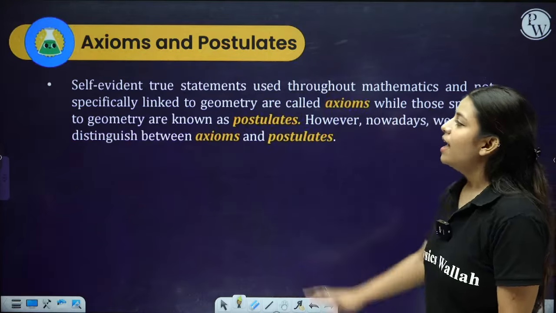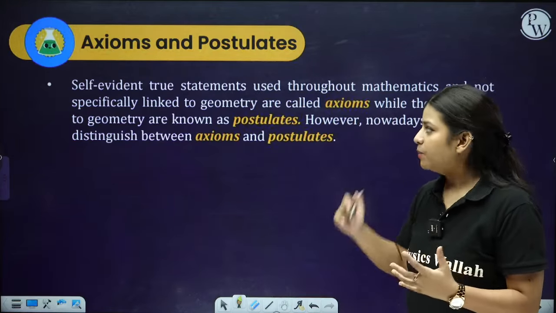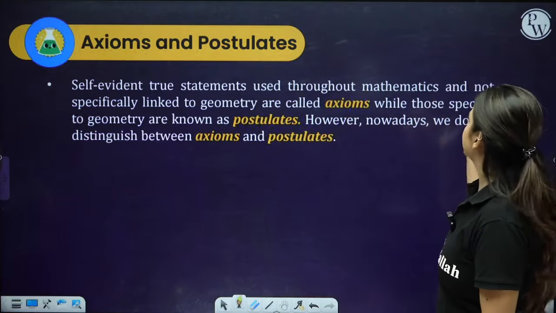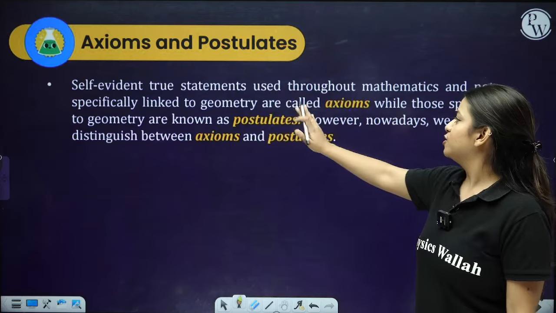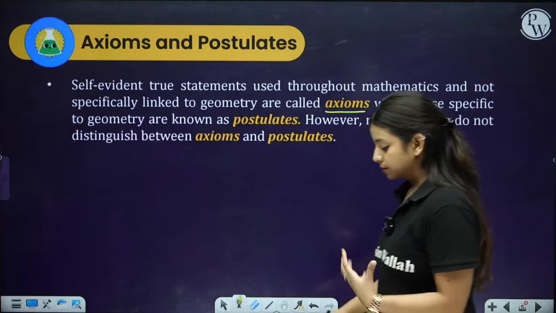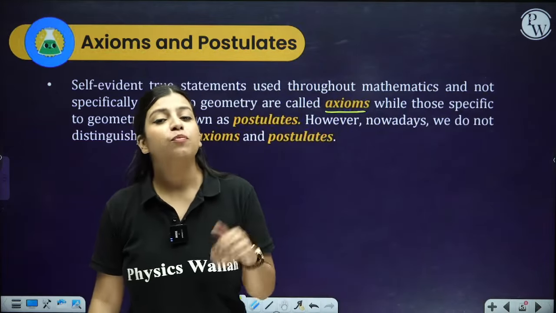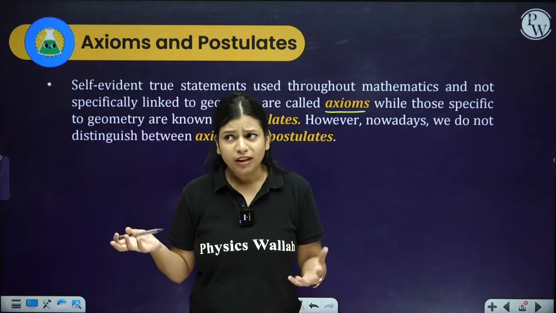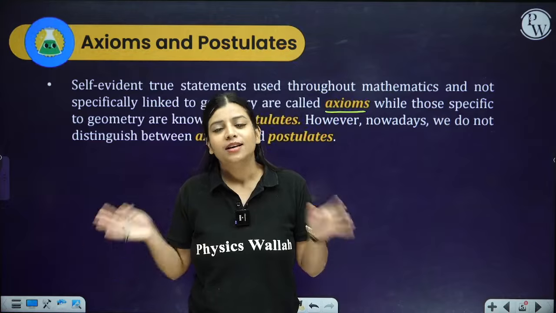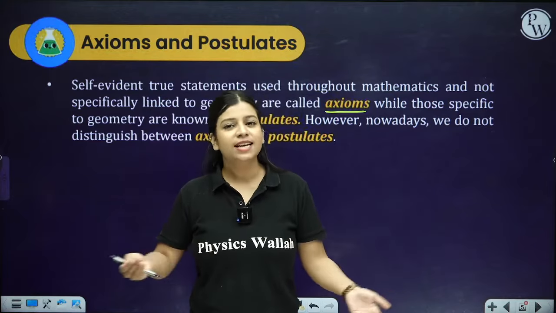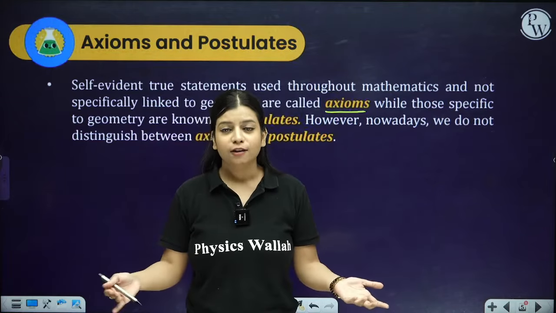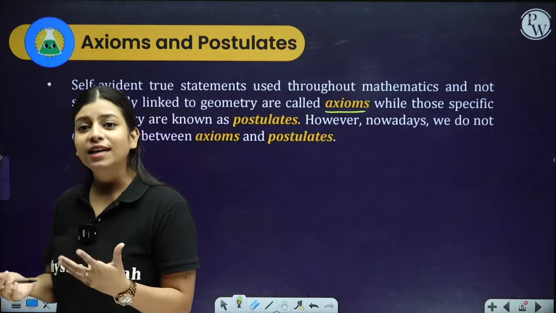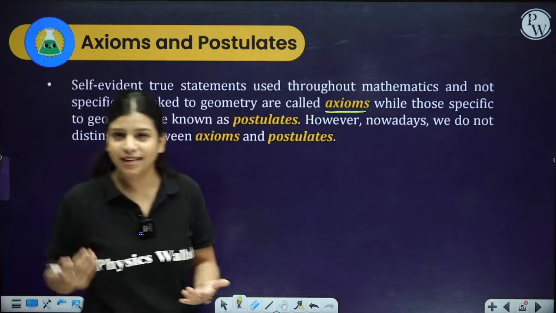So basically, axioms and postulates, what are they? Self-evident true statements used throughout mathematics and not specifically linked to geometry are called axioms. Now, what are axioms? Self-proven statements. Basically, statements which do not need any proof. In English, we say them as fact. The sun rises from the east, sets in the west. It's a fact. We do not need any justification or proof for it. It is a self-proven statement, right?